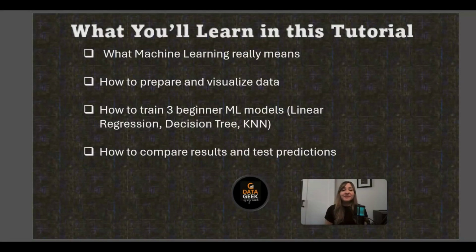So let's get started. Before we get started, what you'll learn in this tutorial is what machine learning really means, how to prepare and visualize data, and how to train 3 beginner machine learning models, which are linear regression, decision tree, and KNN. It's okay if you don't know what they are right now, we will go over these. Next, you will learn how to compare results and test predictions.